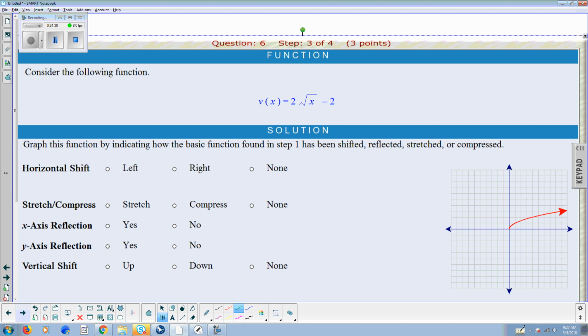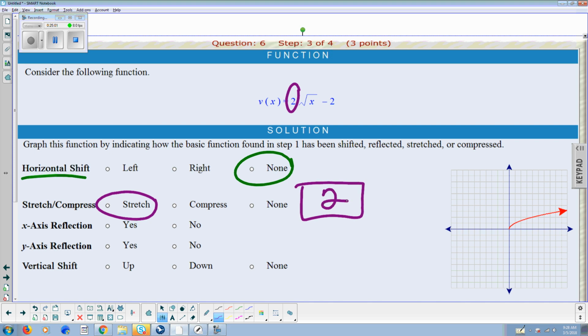So, is there a horizontal shift in this function? For there to be a horizontal shift, you have to have something added or subtracted from x, and that would mean under the radical in this problem. There is none. Okay, is this one stretched or compressed? Yes. We see a stretch because that number is greater than 1. It's stretched by a factor of 2.